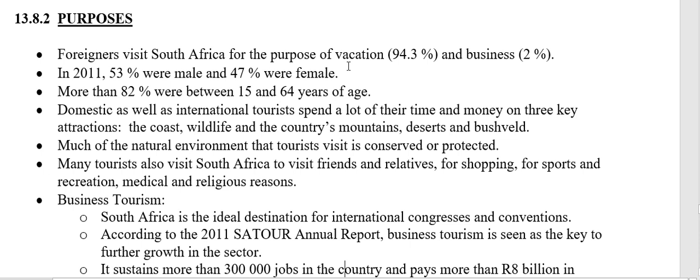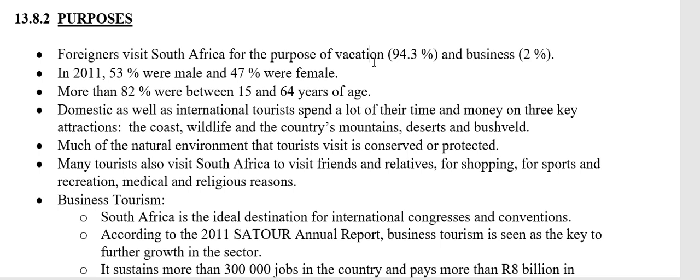Right, what is the purpose for tourists to come to South Africa? Foreigners visit South Africa for the purpose of vacation. So 94% of the people that come to South Africa come for the purpose of vacation, holiday. 2% is basically for business purposes. They attend conferences, business meetings, etc. In 2011, the stats showed that 53% of our foreign tourists were male and 47% were female, and more than 82% of them were between the ages of 15 and 64, basically the economically active population.